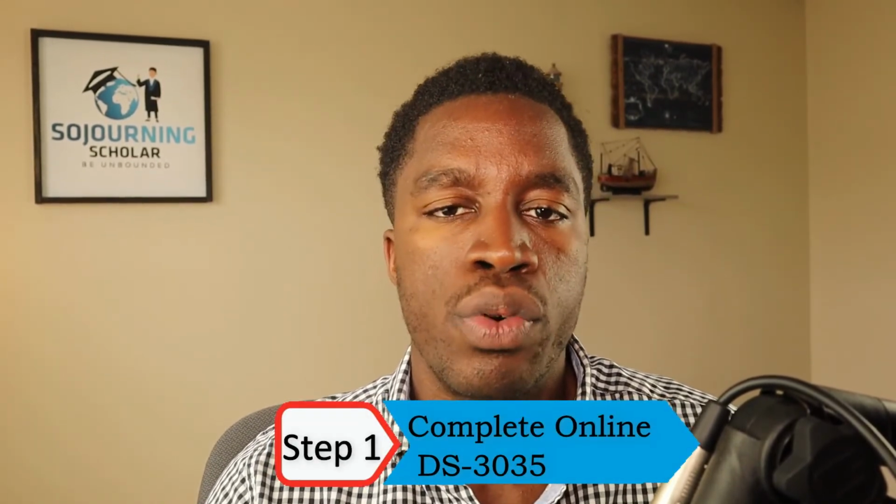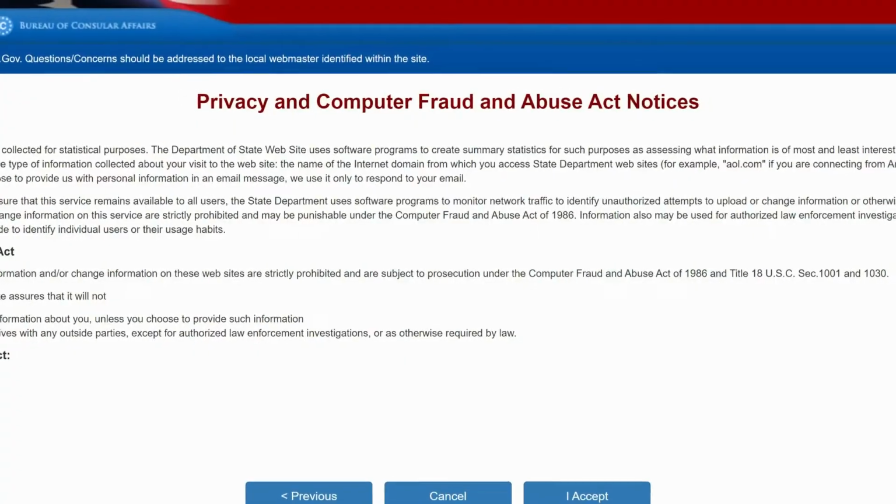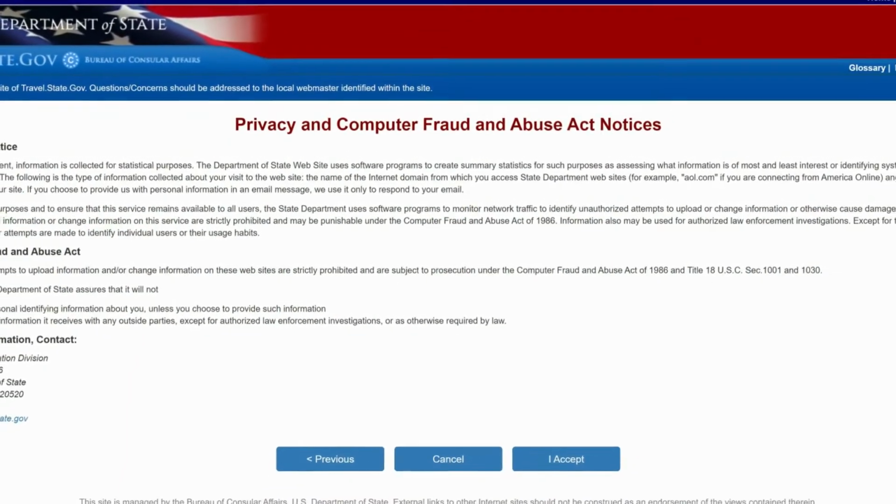Now, your first step would be to complete the online J1 visa waiver recommendation application, also called a Form DS 3035. You can find links in the description section below that takes you to the US Department of State website where you can complete this online J1 visa waiver application. Now, you must understand that a completed online Form DS 3035 is the only acceptable format of this application by the U.S. Department of State.